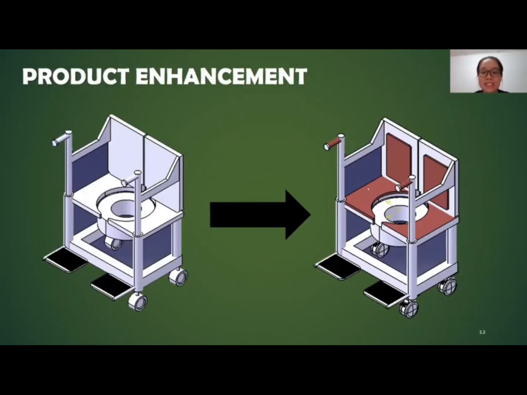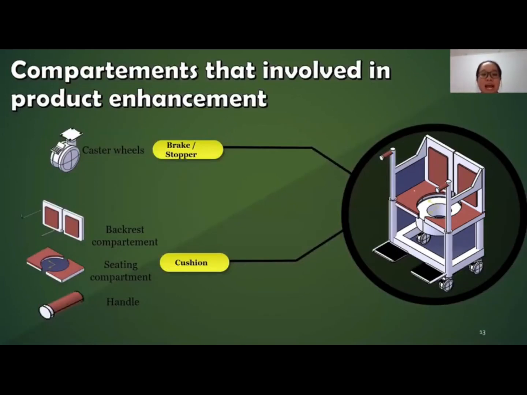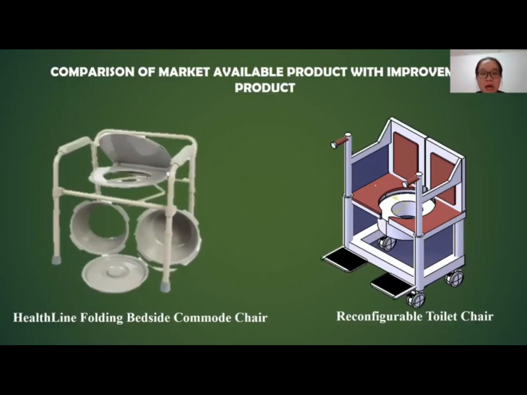The product enhancement has also been done by the students. The compartments involved in the product enhancement are the caster wheel, backrest frame, seating compartments, and also the handle. In this case, a brake or stopper is added to the caster wheel. This specification is able to prevent the toilet chair from moving on an inclined plane. Cushions are added to the backrest frame and seating compartments, which are used to absorb shock and also practice the ergonomic principle. The cushion added at the handle compartment is able to provide a comfortable holding texture to the user.